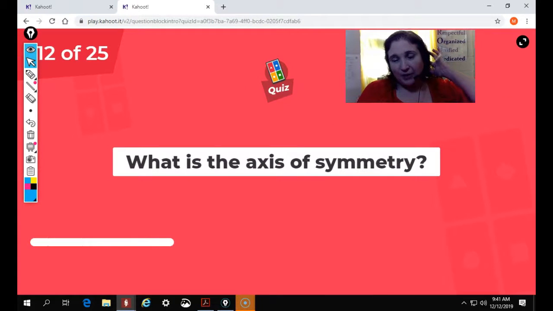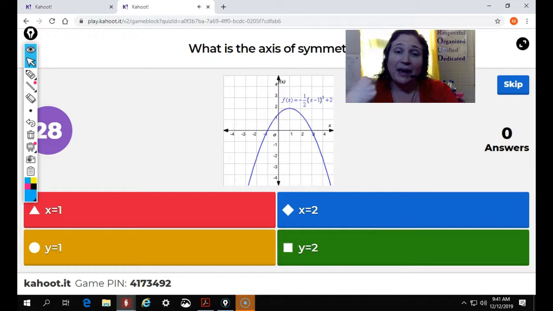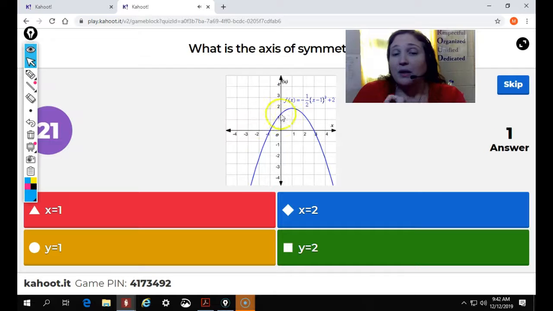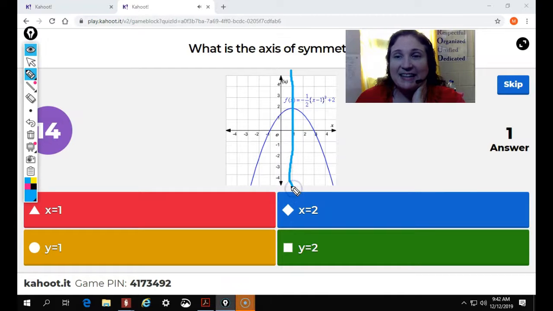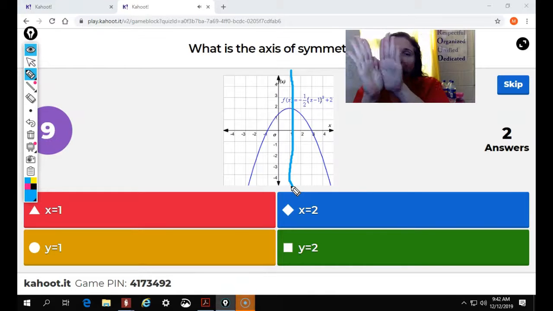Okay, next one. What is the axis of symmetry? So the axis of symmetry is the line that it can fold perfectly and match up. Now, it's easier kind of just to look at it. That's it. That's your axis of symmetry. That's where you can fold it in half and it would perfectly match up. That's the x value of the term. So that's the line. What number? I kind of covered it with my marker. What number?